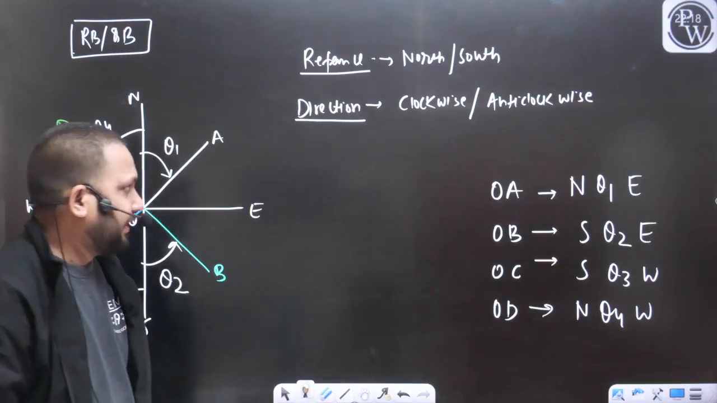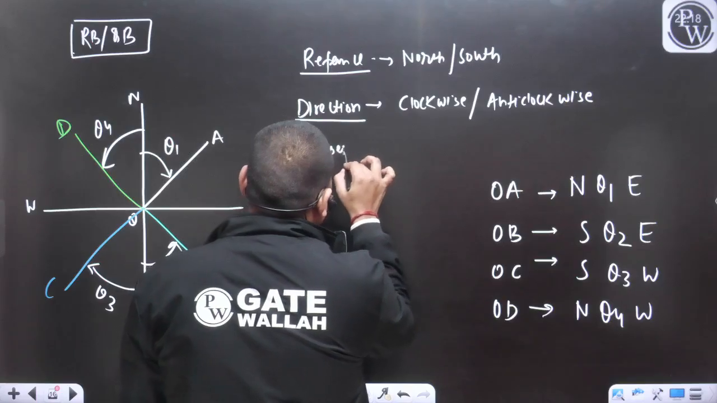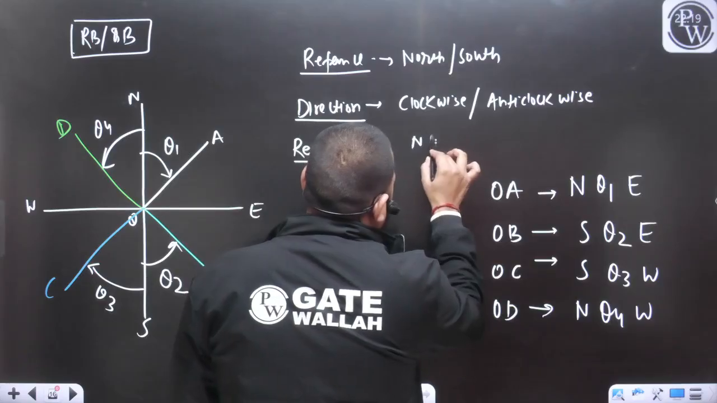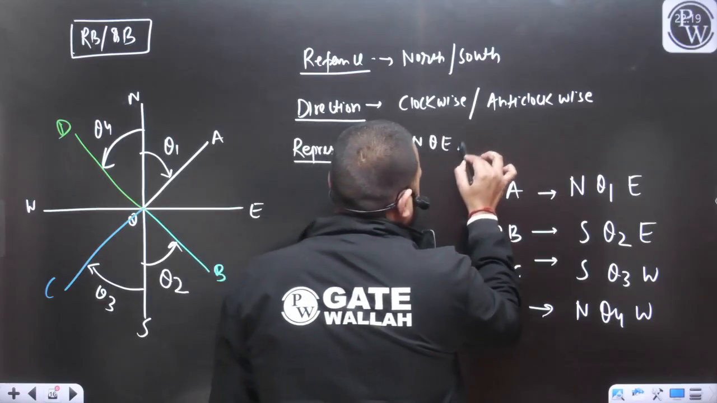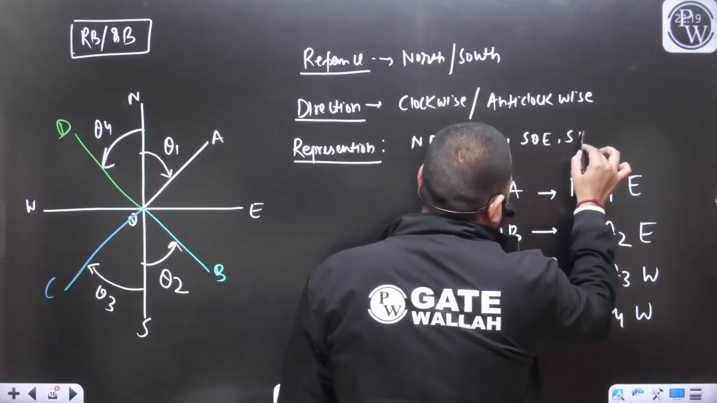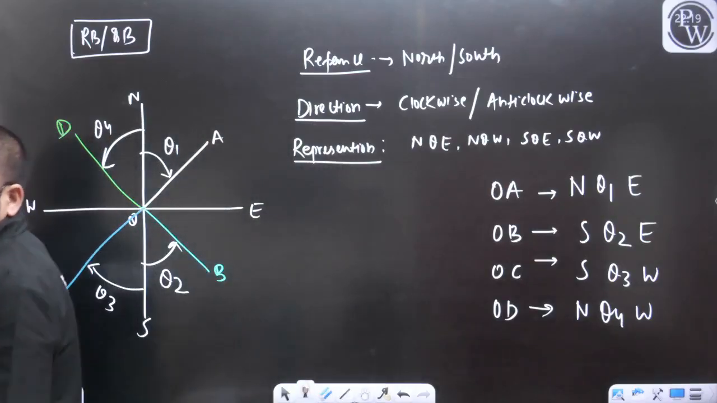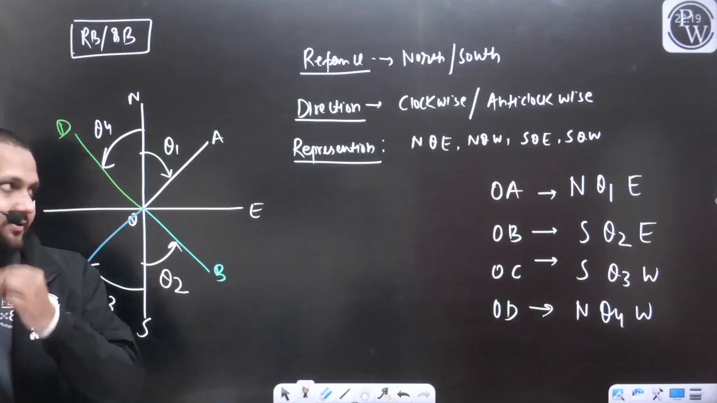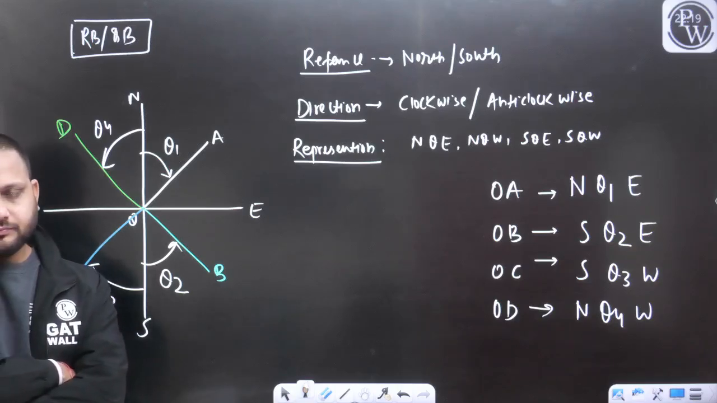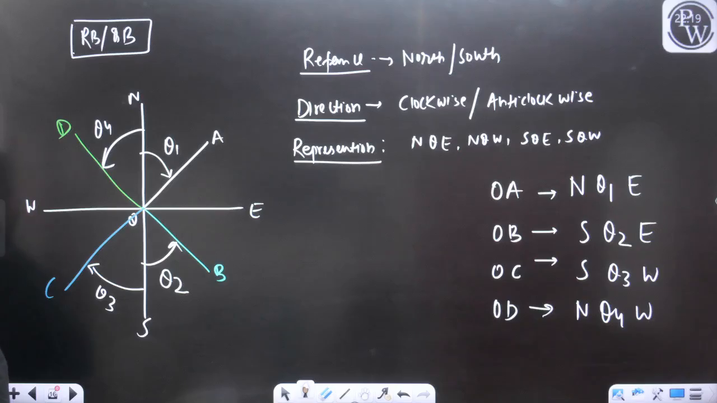So can I say in the case of the RB or QB system, for the representation, direction is also required? North theta east, north theta west, south theta east, or south theta west. We need to also mention the direction in the case of the RB or QB system. Yes or no?